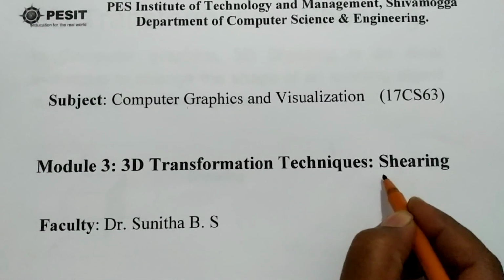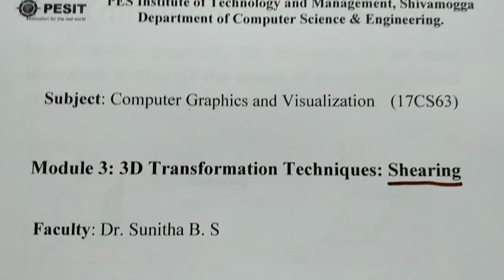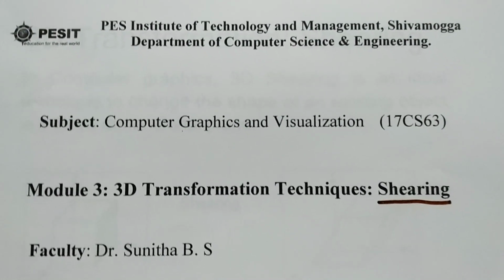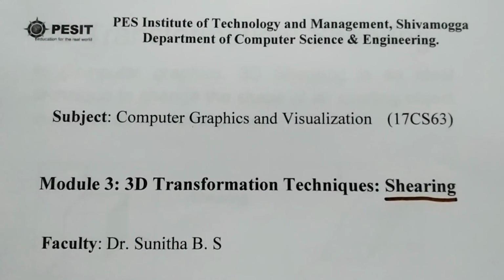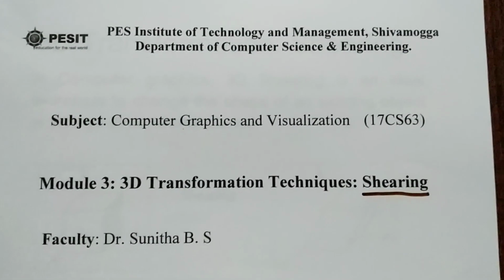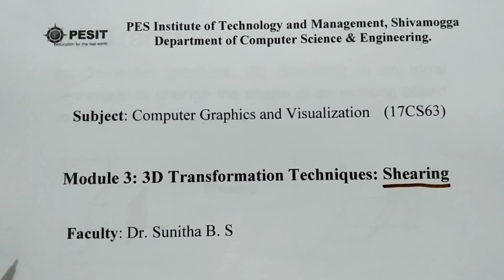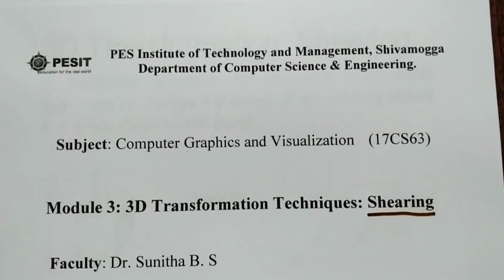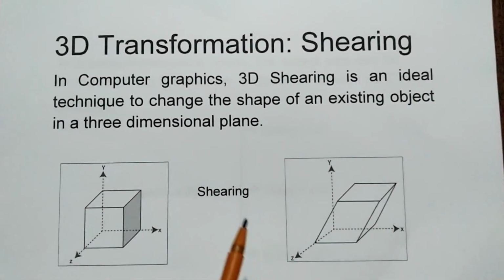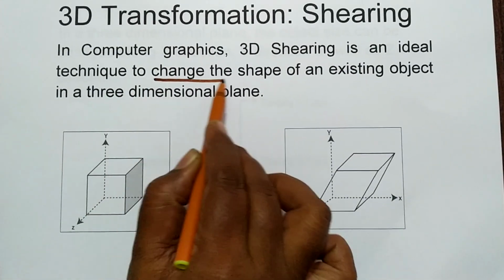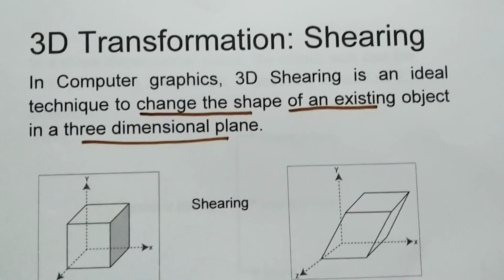This shearing method is used to change the shape of an object along the x-axis, y-axis and z-axis if you perform shearing in a 3D plane. If you perform shearing in a 2D plane, as per our previous video discussion, we can change the shape of an object in the x and y plane. Shearing is an ideal technique used to change the shape of an object in three-dimensional space.